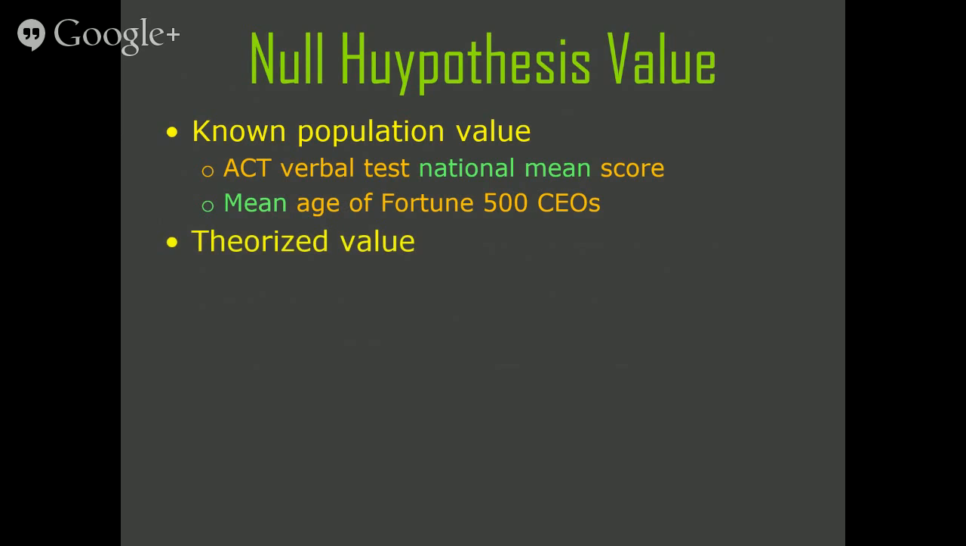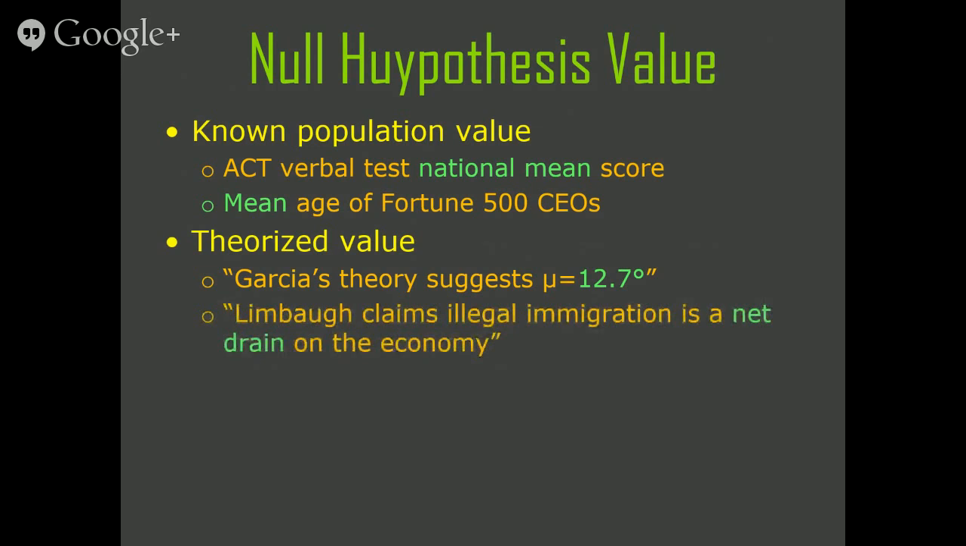You could look at a theorized value. Now, this isn't empirical data that's been collected. This is somebody's theory. And if it's a theory that's worth taking seriously, then maybe it's a theory that's worth being a null hypothesis for somebody. So I made some stuff up about somebody named Garcia in the physical sciences. Garcia's theory suggests that the population mean is 12.7 degrees. So maybe we do a study and we say, well, we think that the substrate will actually rise to a slightly higher temperature. So we'll compare it against Garcia's theory. Rush Limbaugh claims that illegal immigration is a net drain on the economy. That's a null hypothesis, or it can be.